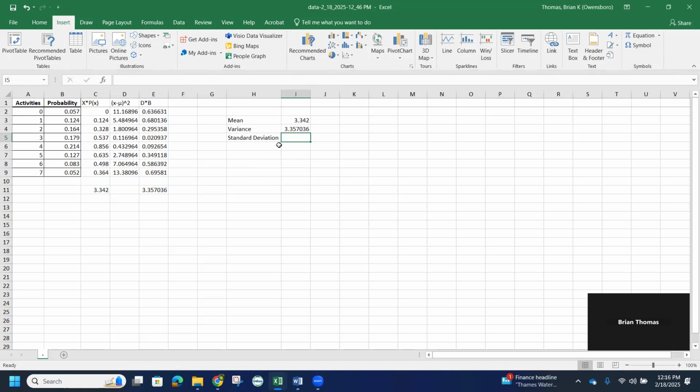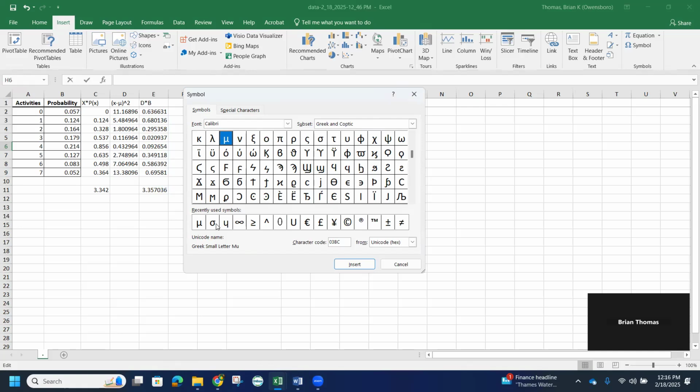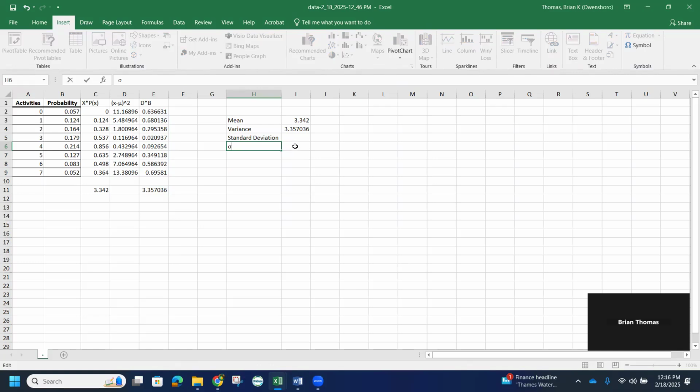Now, my standard deviation is going to be the square root of that. So remember, standard deviation is also the Greek symbol. If I do my symbols here, sigma is standard deviation. So standard deviation, sigma, is going to be the square root of this variance. So if I hit equals, square root, if I type in SQRT, that's square root. And then in parentheses, I can click on the variance, which is going to be I4, close my parentheses, and it should take the square root of that and give me this 1.83.